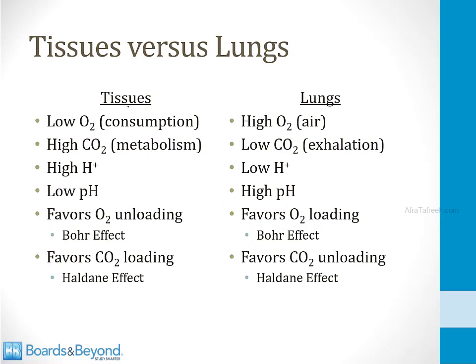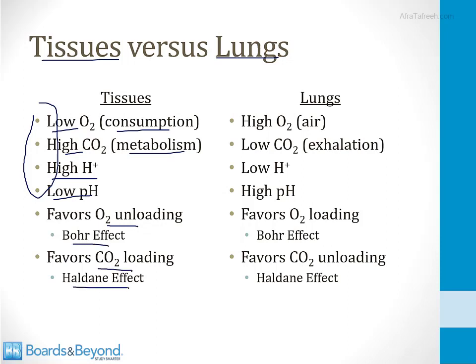Here's a slide summarizing some of the important differences in terms of oxygen and carbon dioxide in the tissues versus the lungs. In the tissues, the oxygen level is relatively low because of consumption, and the CO2 level is relatively high because of metabolism. There's a high content of protons in the tissues and therefore a low pH. And these circumstances all favor the unloading of oxygen through the Bohr effect, and they favor the loading up of hemoglobin with carbon dioxide via the Haldane effect.